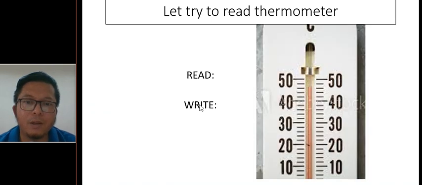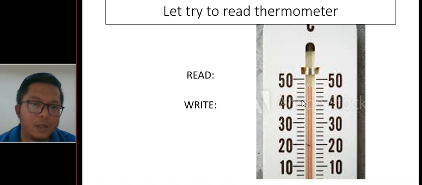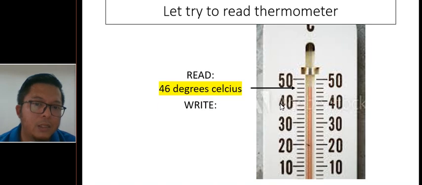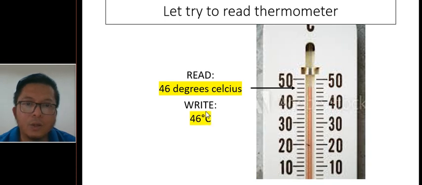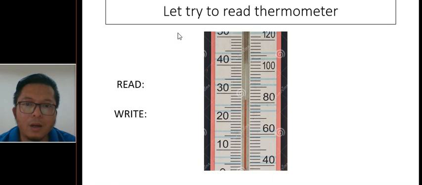Next, read apa. Right, apa, this is 1, 2, 3, 4, 50. So you read it 40, 42, 44, 46, 48, and 50. Ya, lompat 2. Lompat 2. So you read it as 46 degrees Celsius, and you write it 46 degrees Celsius. Good.